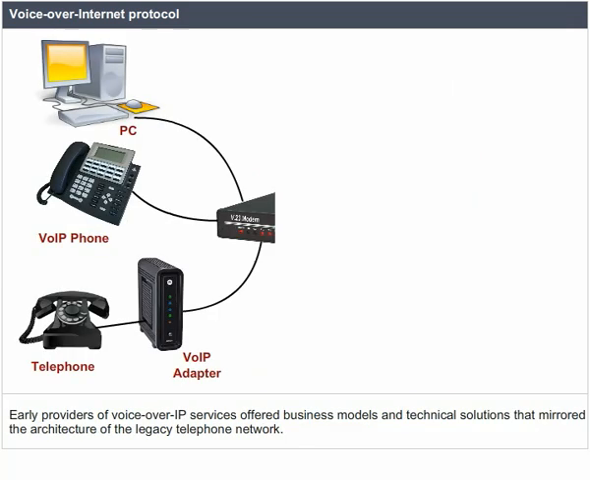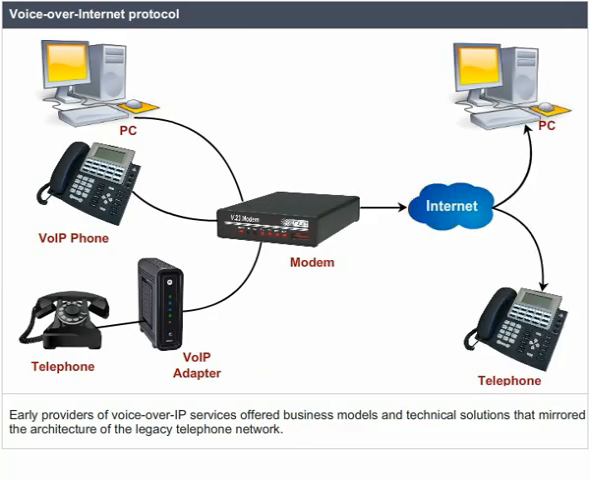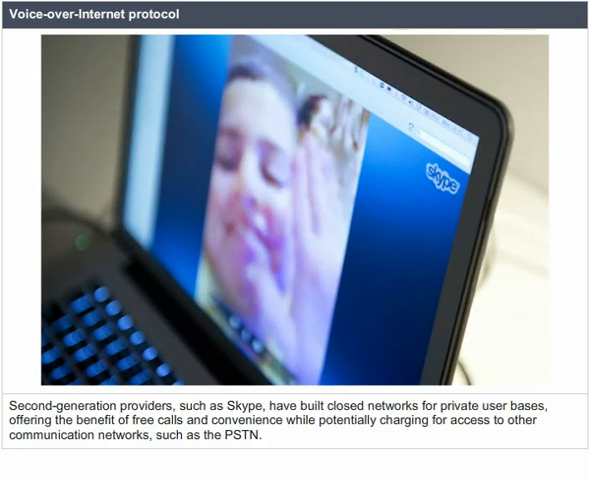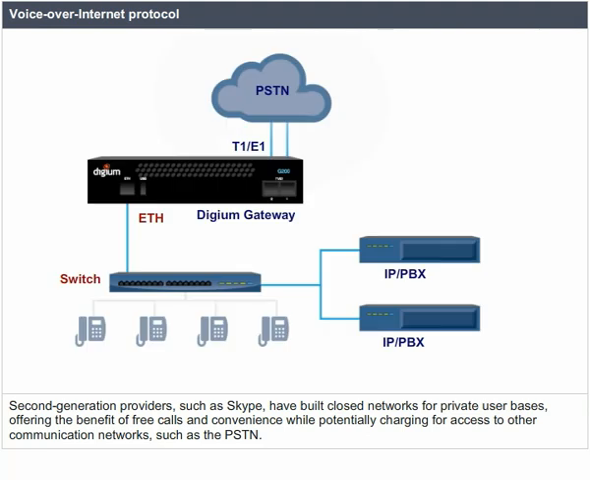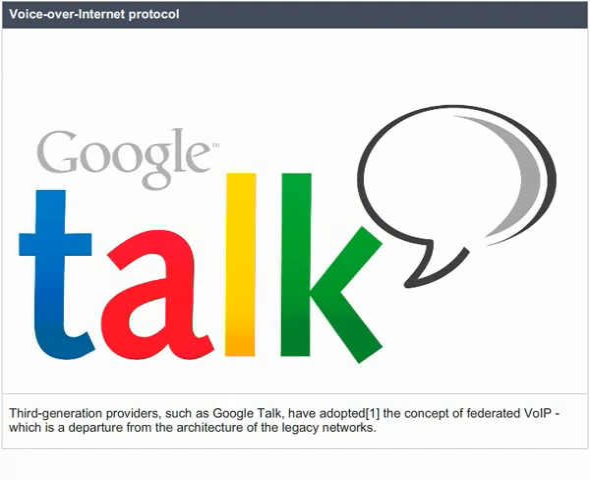Early providers of Voice over Internet Protocol services offered business models and technical solutions that mirrored the architecture of the legacy telephone network. Second generation providers such as Skype have built closed networks for private user bases, offering the benefits of free calls and convenience while potentially charging for access to other communication networks such as PSTN. Third generation providers such as Google Talk have adopted the concept of federated VoIP, which is a departure from the architecture of the legacy networks.